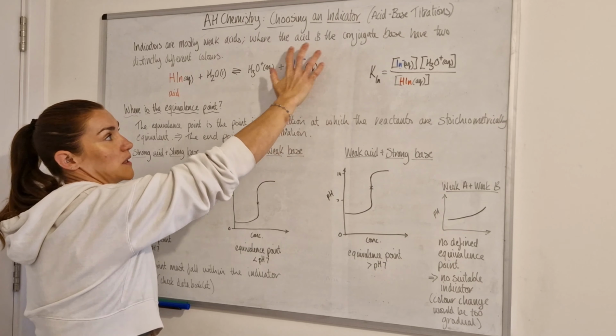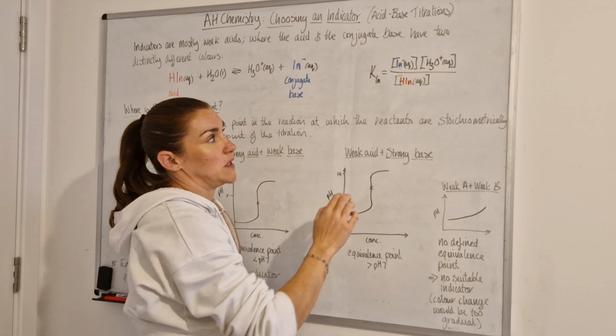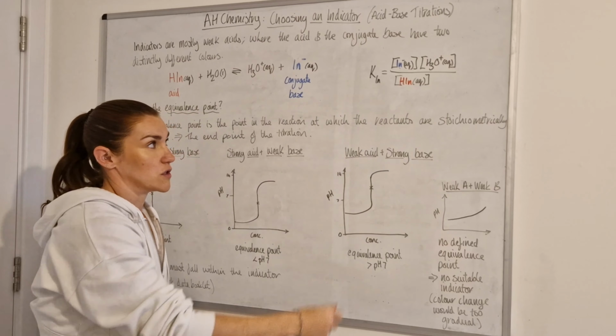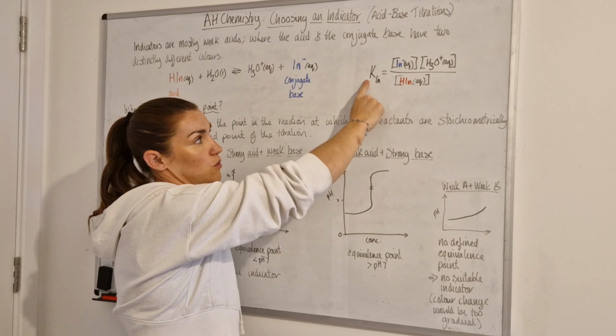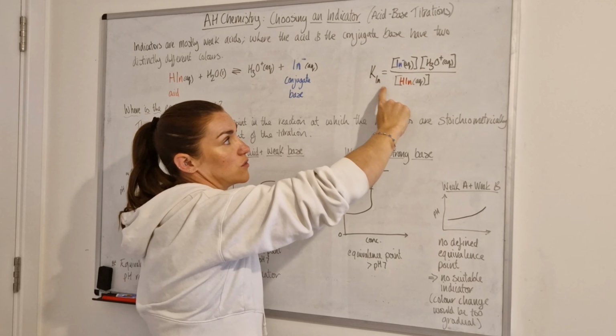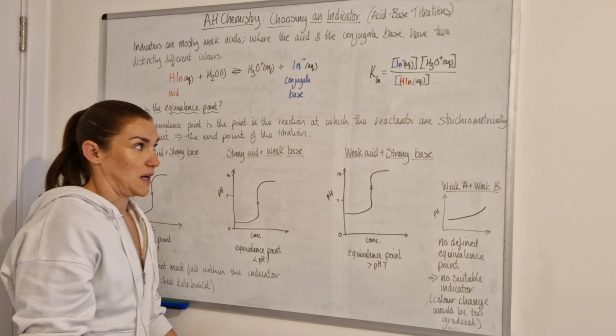In terms of then how this translates to the equilibrium constant for the indicator, the more products you have, or the higher the equilibrium constant is, the more blue the solution will be, and the lower it is the more red the solution will be, because the higher the equilibrium constant, the more products you must have, and the lower it is, the more reactants you must have.